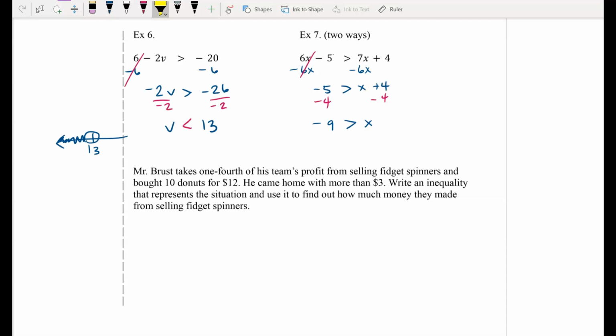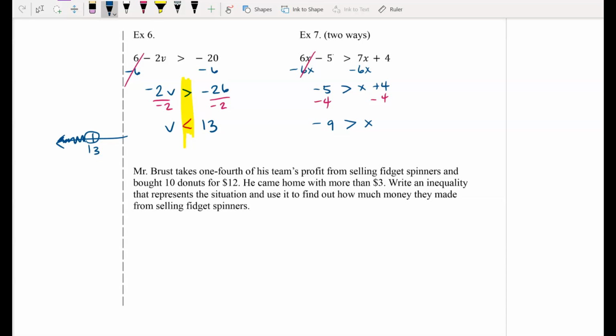Okay, I hope you paused the video. On number 6, check your work. Did you remember to reverse your symbol when you divided by the negative? On example 7, there were several ways that you could start this problem. I started by subtracting 6x from both sides.